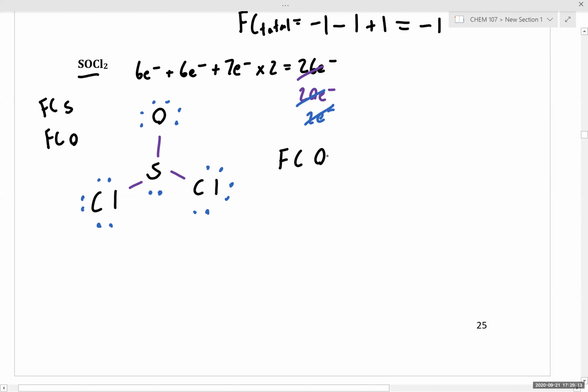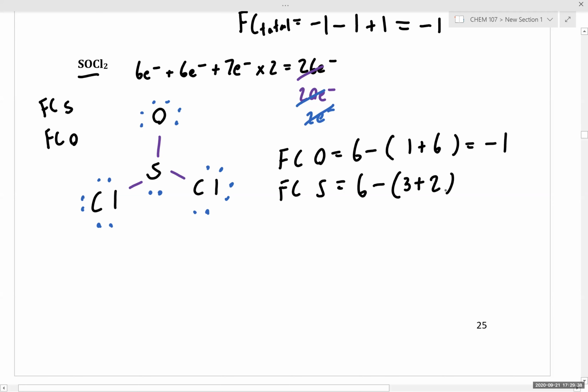The formal charge of oxygen: we have our group number of 6, we have 1 bond, and we have a total of 6 lone pair electrons. That in turn gives us a formal charge for oxygen of -1. Thinking about the formal charge of sulfur, we have a group number of 6, but this time we have 3 bonds and 2 lone pair electrons. That in turn gives us a formal charge of +1.